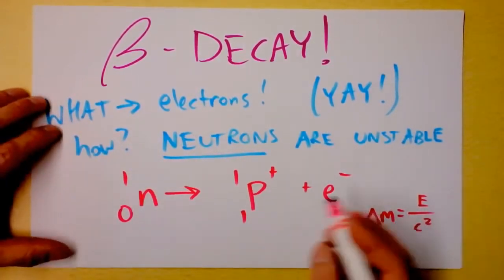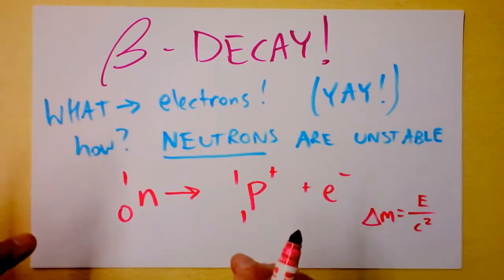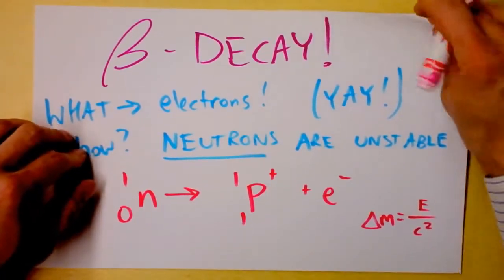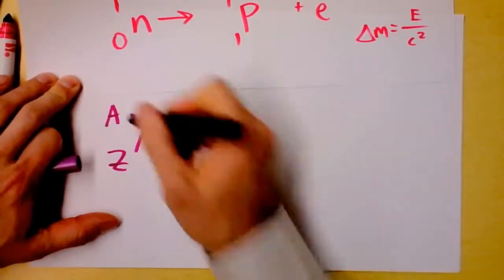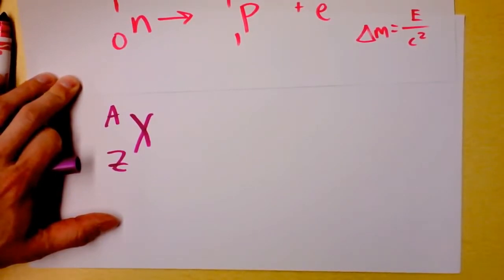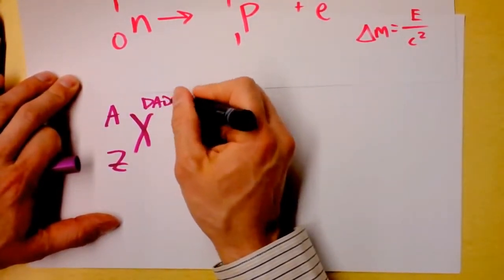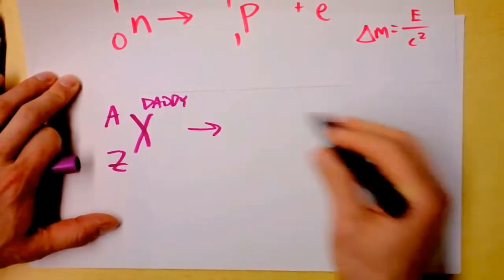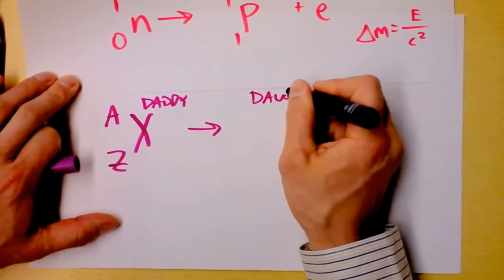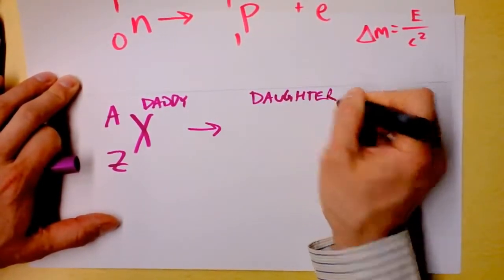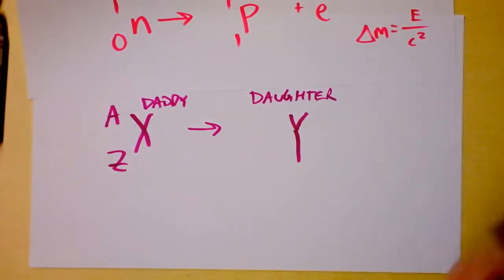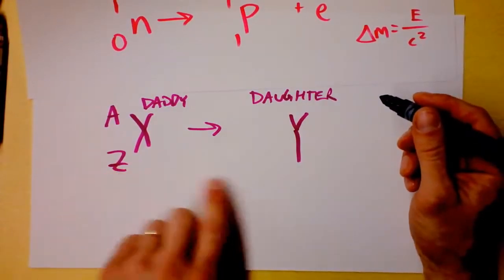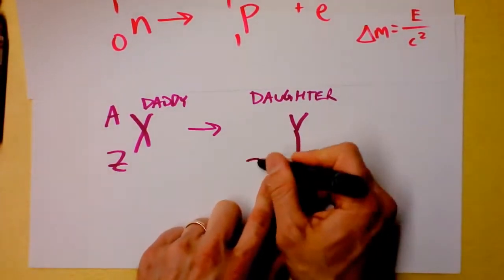So let's get a daddy. Here's a daddy, X, and it's got that many protons and that many protons plus neutrons. It's going to decay into the daughter, and the daughter is some other element. Oh, again, we've got the switching element thing. Now, does it have the same number of protons? It can't, because it's a new element, right? So what do we have to do?